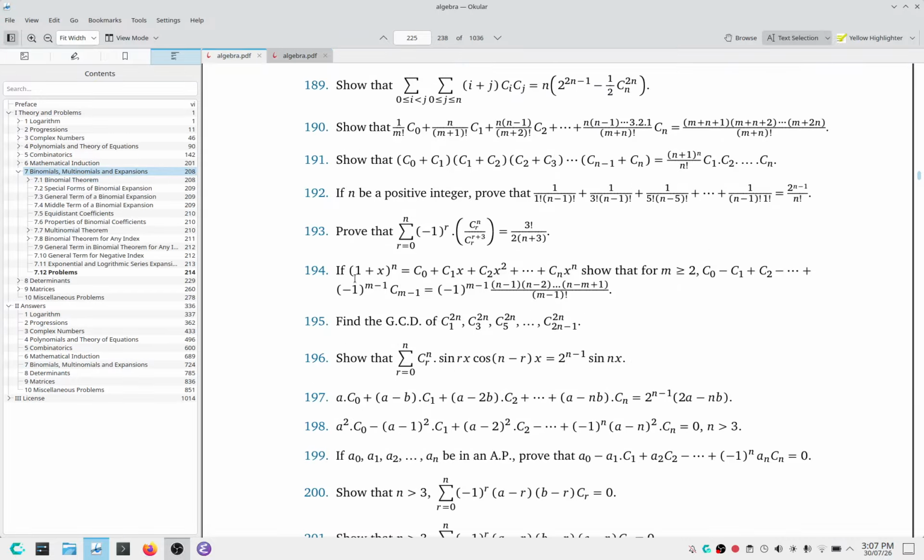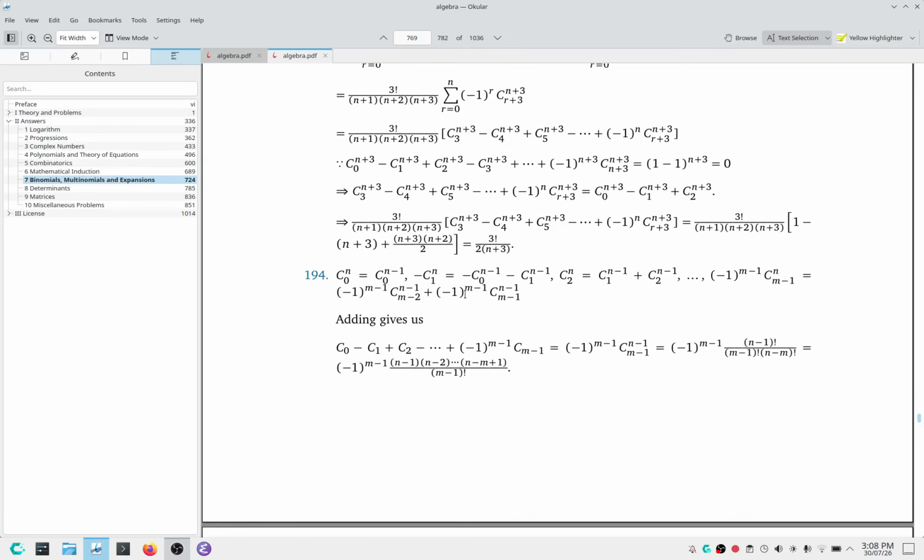Question 194 says that if (1 + x)^n is equal to C0 + C1 x + C2 x^2 up to Cn x^n, show that for n greater than or equal to 2, C0 - C1 + C2 - and so on up to (-1)^(m-1) C(m-1) is equal to (-1)^(m-1) times (n-1)(n-2) up to (n-m+1) upon (m-1)!.